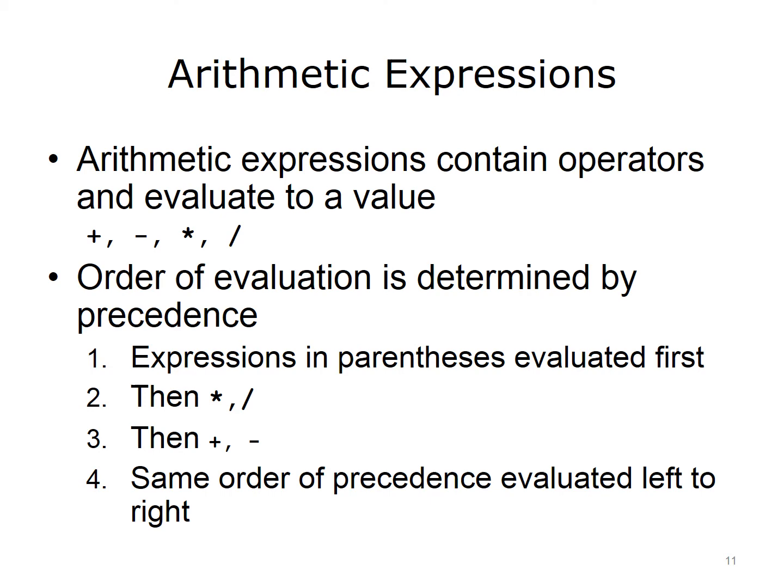The arithmetic operators include plus, minus, multiply, and divide. The order in which these operators are evaluated is determined by precedence. Any expression in parentheses is evaluated first. Then, any multiplies and divides are evaluated, and then the adds and subtracts. If all the operators have the same order of precedence, for example, all are additions, then the expression is evaluated in order from left to right.